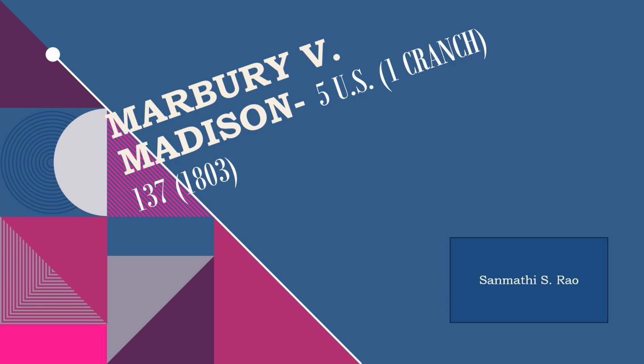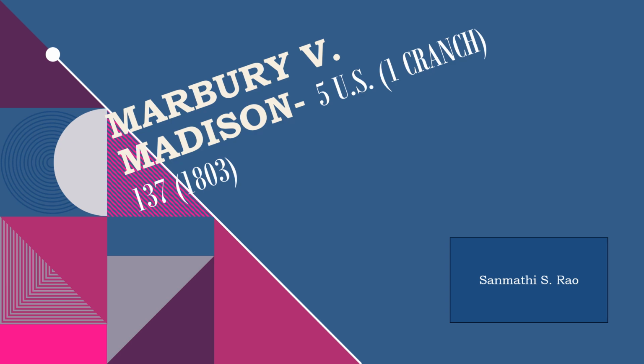I'll be discussing the Marbury versus Madison case today. It is a landmark case which established the principle of judicial review, granting federal courts the power to declare legislative and executive acts unconstitutional. The decision delivered by Chief Justice John Marshall is one of the most important cases in the history of the American Constitution. The decision rendered the judiciary on par with the other two branches of the government.